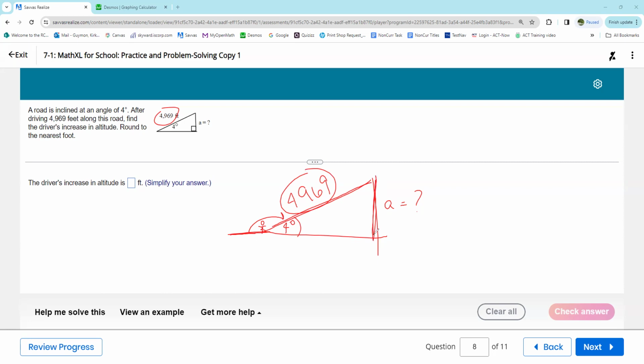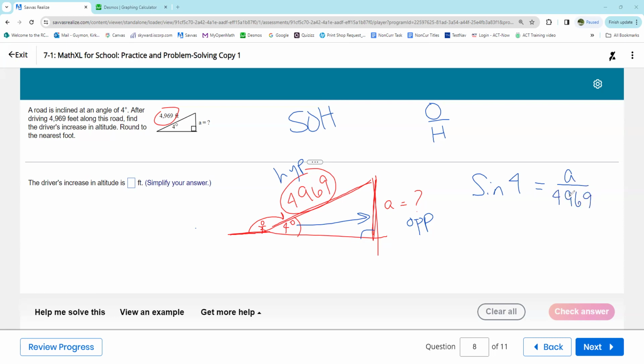From the opposite side there, hopefully you remember that. That away side is the opposite side. And then the longest side of this right triangle, that's always the hypotenuse. Opposite over hypotenuse, that's SOHCAHTOA. And so we have the sine of our angle, sine of our 4 degrees, equals the opposite side, we don't know, they called it A, over the 4969.